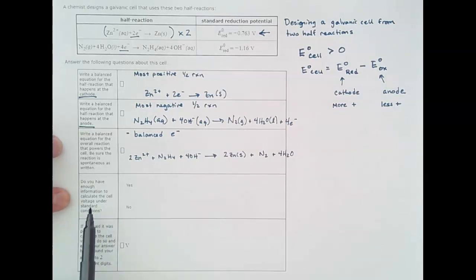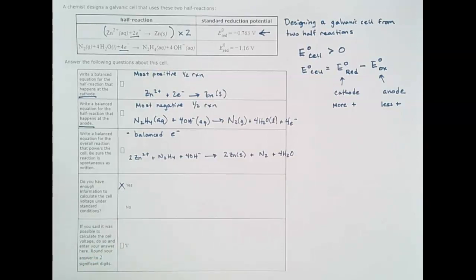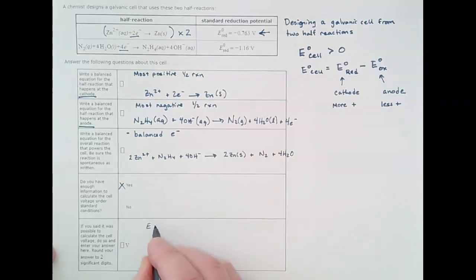Next question. Do we have enough information to calculate the cell voltage under standard conditions? Sure we do. We have E0 values, so we can calculate those. And if we said yes to the previous question, it wants us to do it. So we need to remember that E0 for the cell is E0 for the most positive reaction minus E0 for the least positive reaction. So it's going to be E0 for the zinc minus E0 for N2.